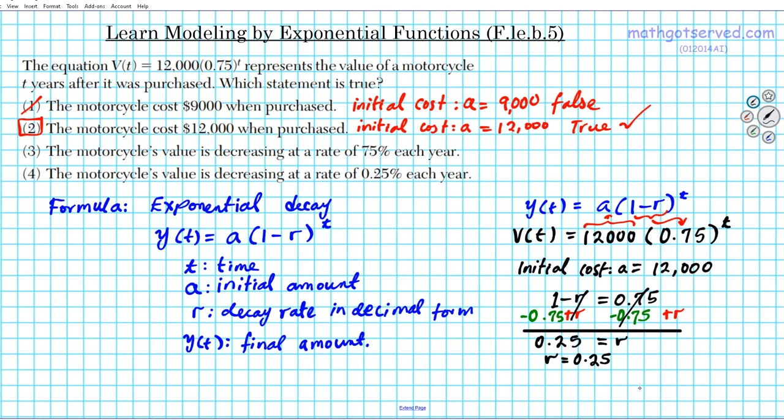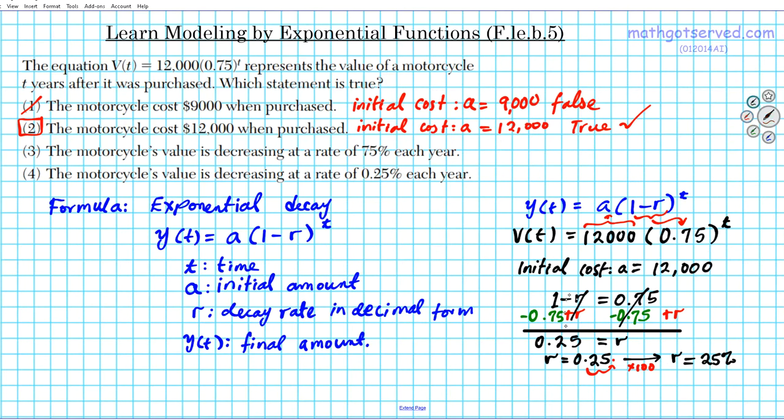If we want to convert it to percent format, we're simply going to multiply it by 100. That's how you convert decimals to percentage. You multiply by 100. So 0.25 times 100 is going to give us 25. So this tells us that the decay rate in percentage format is 25%. How is that possible? When you multiply 0.25 by 100, since you have 2 zeros, you are going to move the decimal point 2 places to the right, 1, 2. So 0.25 is equal to 25%.